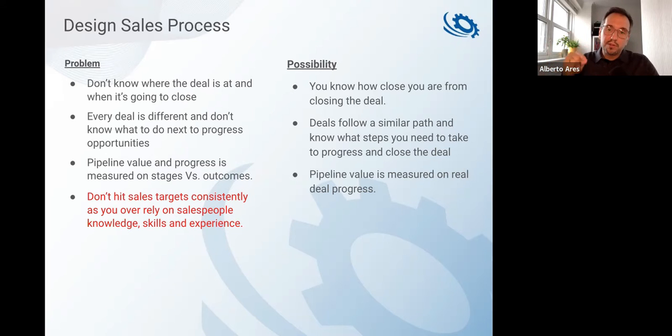The value of those opportunities is not going to be based on where they sit in our CRM and pipeline. It's going to be based on actual progress, actual milestones that we will be able to measure quite accurately. And by doing this, we will have a framework to progress deals and opportunities consistently, which will allow us to hit our targets without the need for us being super sales rock stars.